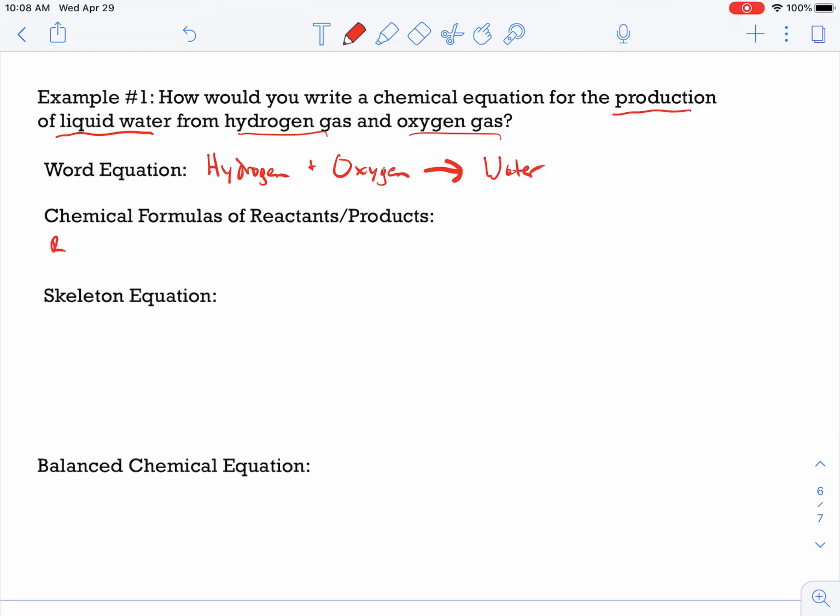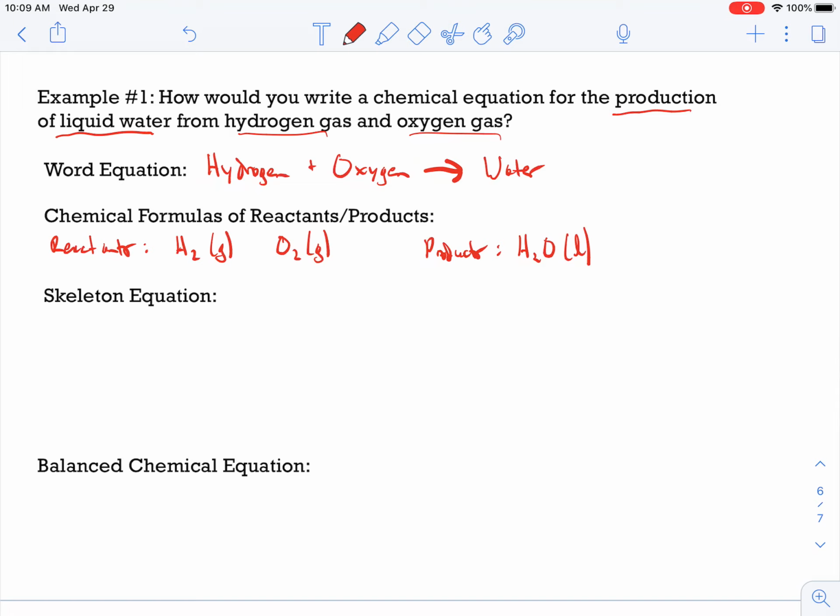So we think about our reactants, and we want to think about their chemical formulas here. We have hydrogen, which is H2, and it's a gas. And we're going to have oxygen, which is O2, and it's a gas. On our product side, we're going to have water, which is H2O. Again, we're told it's going to be liquid water.